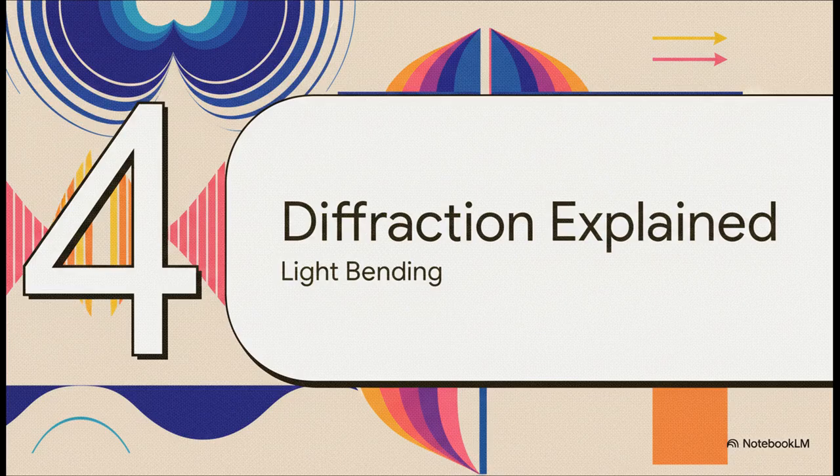But wait, there's more. Interference isn't the only cool trick light waves can pull off. What do you think happens when a light wave hits a really sharp edge or squeezes through a super narrow opening? Well, it actually bends around it. And that phenomenon has a name: diffraction.